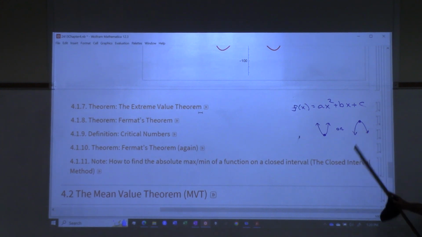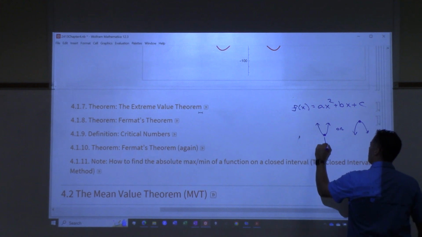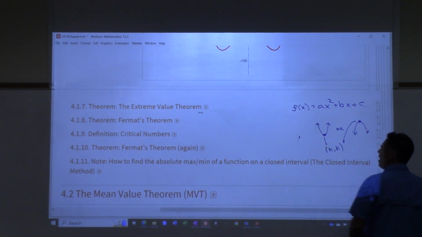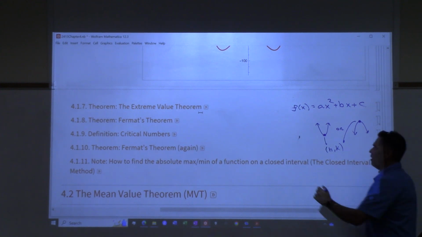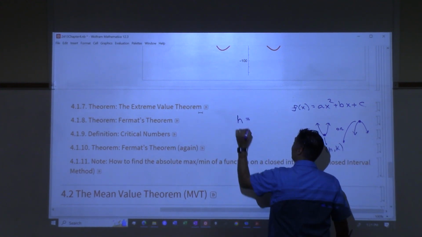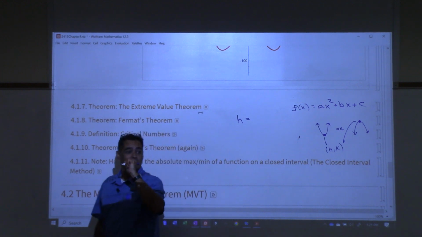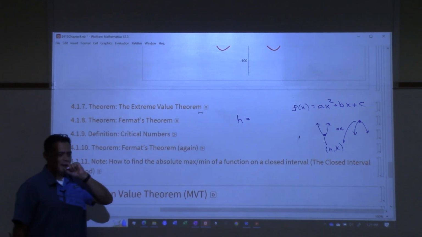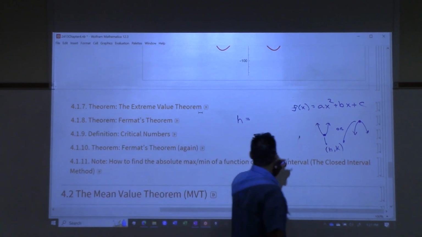But in either case, we are given a formula, aren't we? Do you remember this formula? To find this point, we call this point HK. Right? Do you remember HK? And there was a formula for it. Anyone remember what H is? There's a formula. Anyone remember what it is? Negative B over 2A. Good.